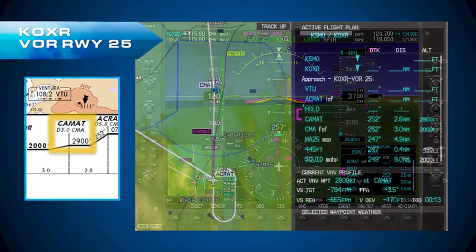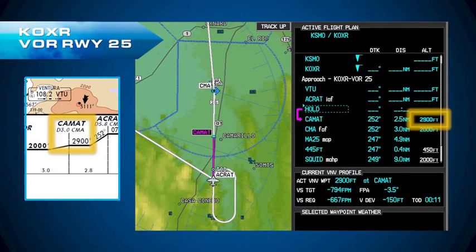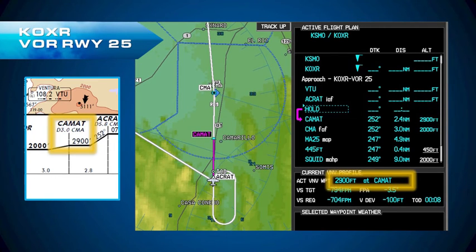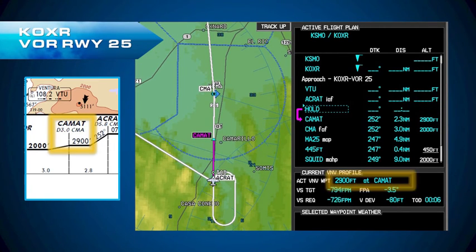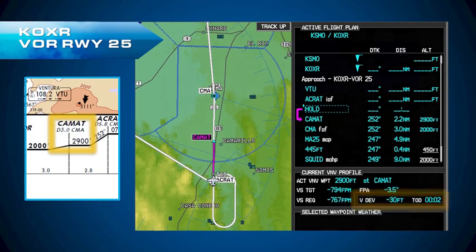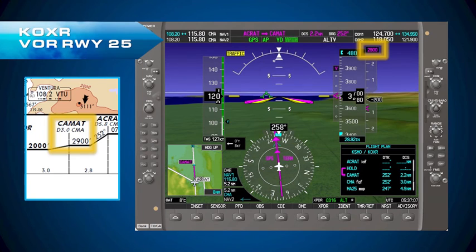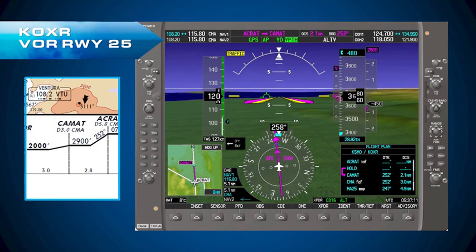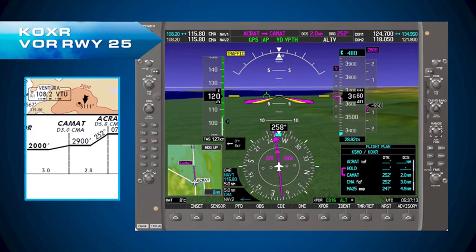The altitude at CAMET, 2,900. My altitude in the flight plan, 2,900 at CAMET. The active waypoint, 2,900 at CAMET. And my time to the top of descent is 30 seconds. Now as I reach the top of descent, I get VPath green, and the airplane vacates 3,700 to make CAMET at 2,900.